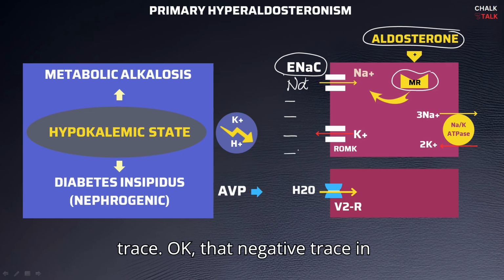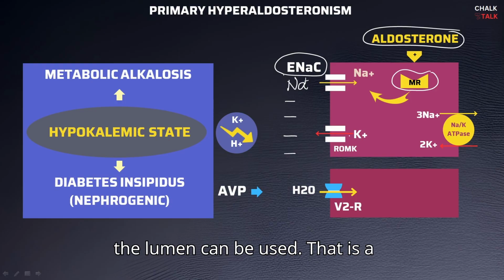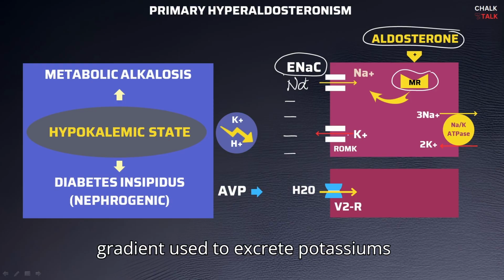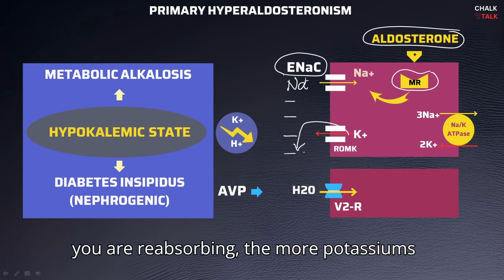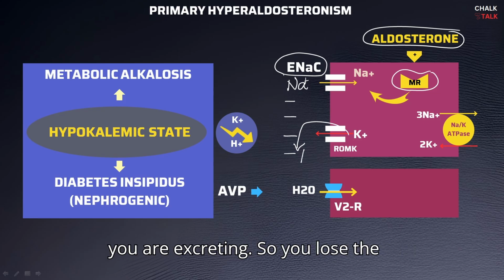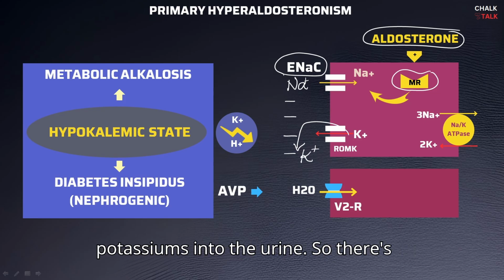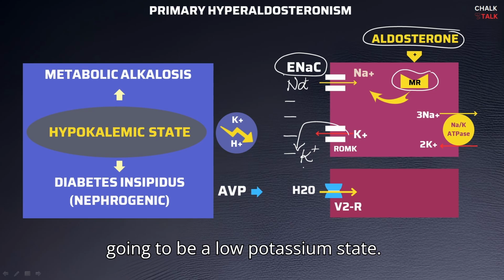Okay, that negative charge in the lumen is a gradient used to excrete potassium into the lumen. So the more sodium you are reabsorbing, the more potassium you are excreting. So you lose the potassium into the urine. So there's going to be a low potassium state.